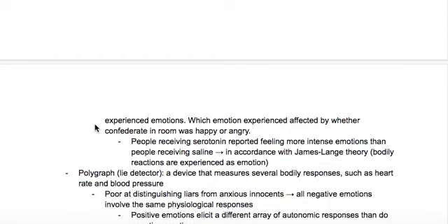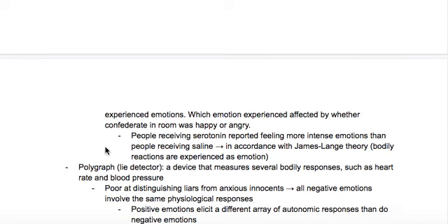The emotion that they experienced was affected by whether the confederate in the room was happy or angry. So they were happy if the confederate was happy, and they were angry if the confederate was angry. Overall, people receiving epinephrine reported feeling more intense emotions than people receiving saline, which is in accordance with the James-Lang theory, being that bodily reactions are experienced as emotion.